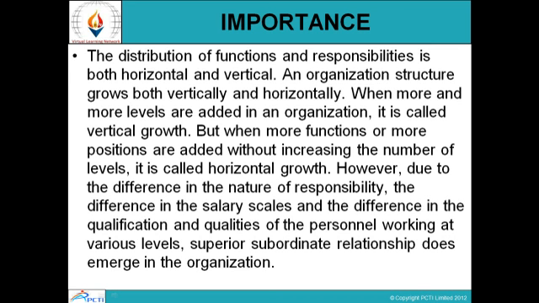So when more and more levels are added in the organization, it is vertical growth. But when more functions or more positions are added without increasing the number of levels, it is horizontal growth. Horizontal growth, we can say, is a straight line. So horizontal is always the adding up of functions, whereas vertical is added on levels. The difference in the nature of responsibility, the difference in salary scales, and the difference in qualifications and qualities are very much required. Superior-subordinate relationship does emerge in the organization.